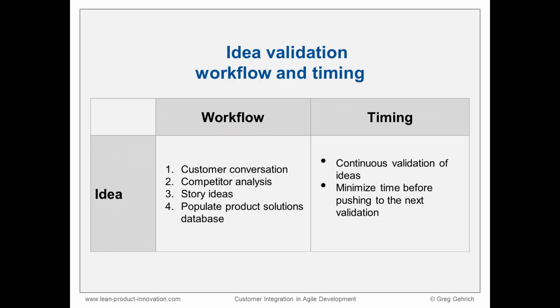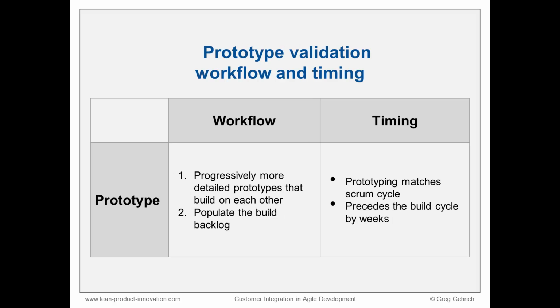So here's a summary of the 3 validations. First, the idea validation workflow. Customer conversations, competitive analysis. They develop the stories and then populate the product solutions database. And the timing on this is first the continuous validation, then the prototype validation workflow, where there are progressively more detailed prototypes that build on each other. And second, they populate the UX backlog. And for timing, UX backlogs are filled at the same rate as it's consumed, and it always precedes the build cycle by some weeks.